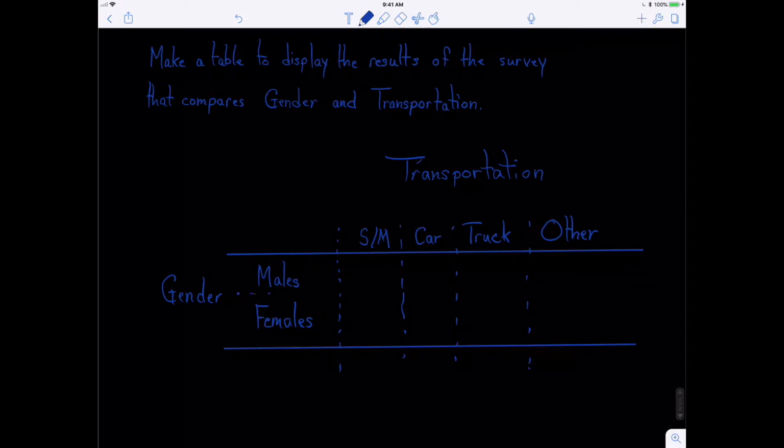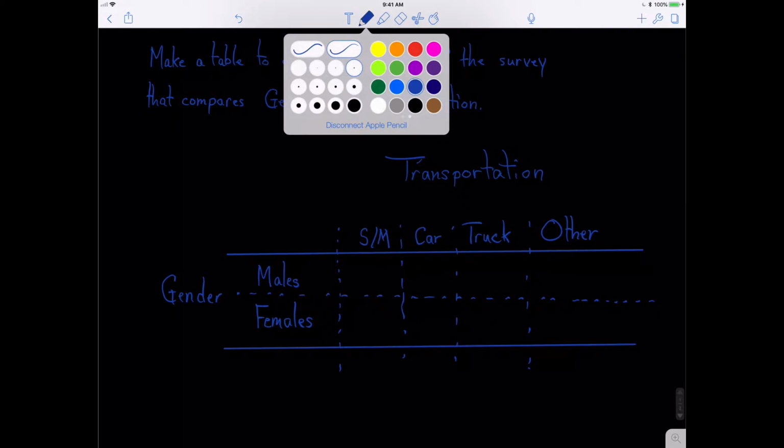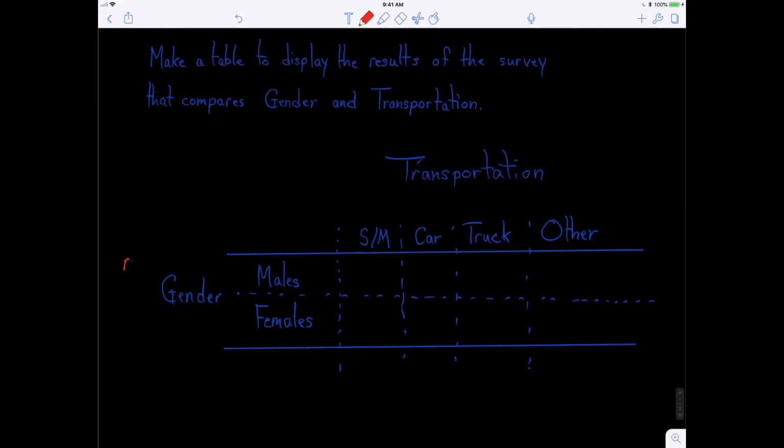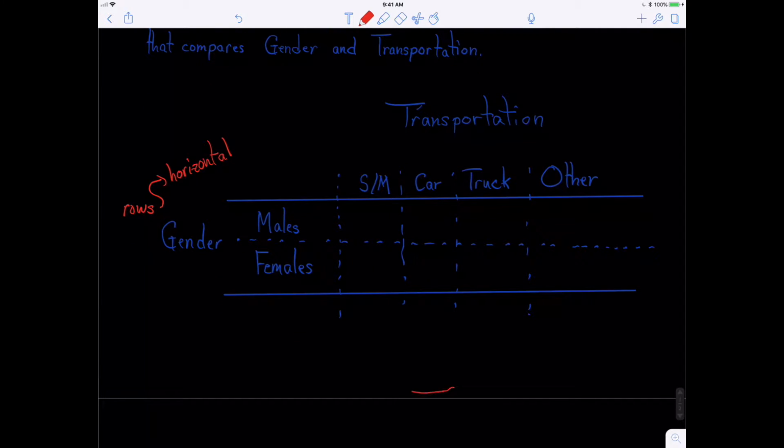Okay, when we're talking about rows, when we're talking about information that's horizontal, these are called the rows. And so let's keep track of this in a different color. So these are my rows. And rows are always the horizontal information. Okay. Now, if I wanted to take a look at people that drive SUVs and minivans or cars or trucks or other, this information is recorded vertically. It's recorded vertically in a column. So these are always our vertical information.